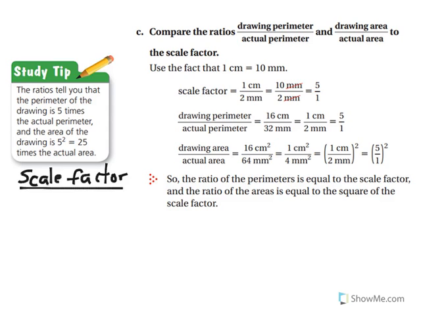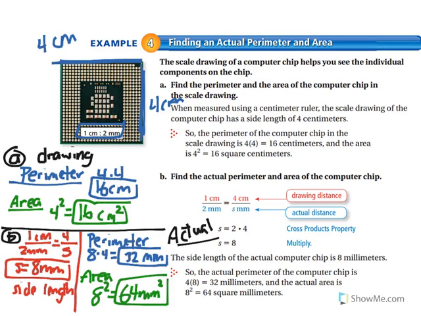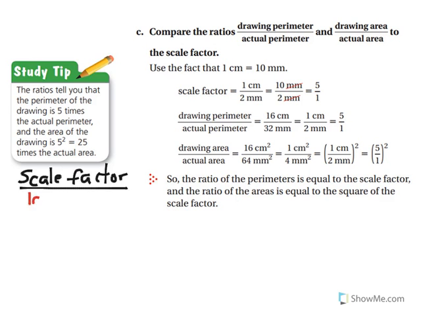So for the scale factor, as you remember, we need to come up with the scale. The scale that we had was 1 centimeter to 2 millimeters. To make this our scale factor, we have to write them as the same type of unit. Our smaller unit is millimeters, so let's change both to millimeters. 2 millimeters remains 2 millimeters. There are 10 millimeters in 1 centimeter, so I'm going to change the 1 centimeter to 10 millimeters.